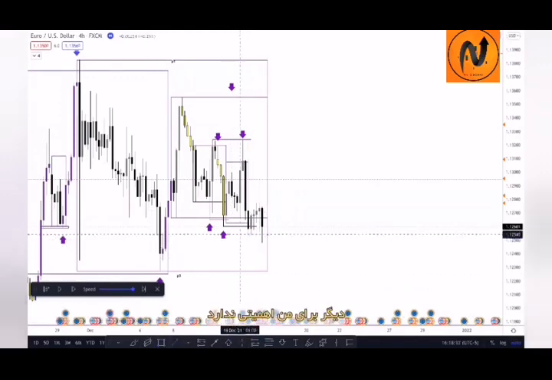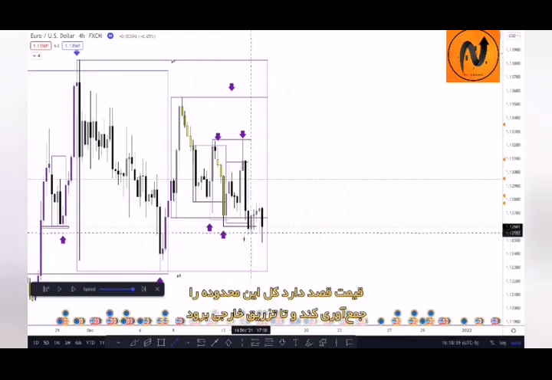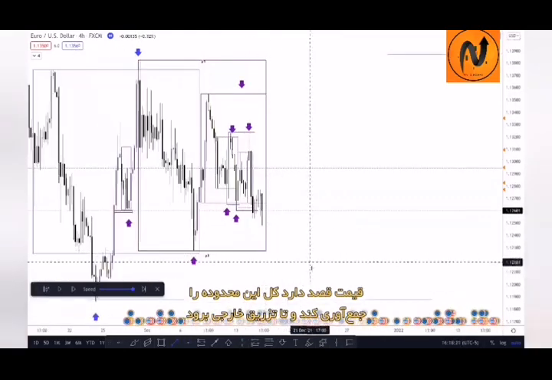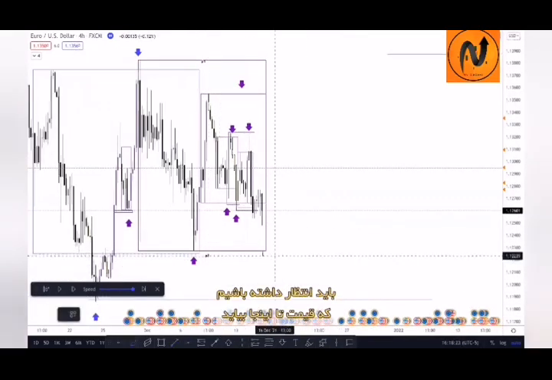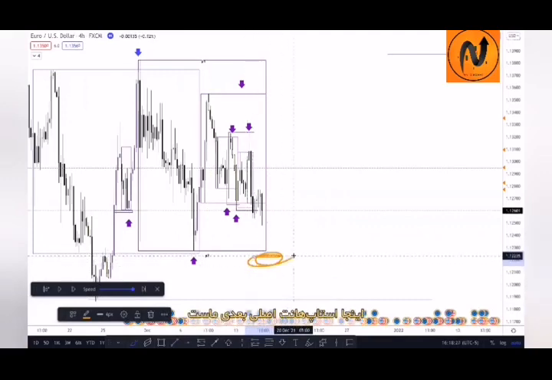I don't care about it anymore. I don't want to look at phase 4. We're at the end of our liquidity cycle. When we're at the end of our liquidity cycle, it means we're going to take all this out to the outer injection. We should expect price to come here. This will be our next main stop hunt.